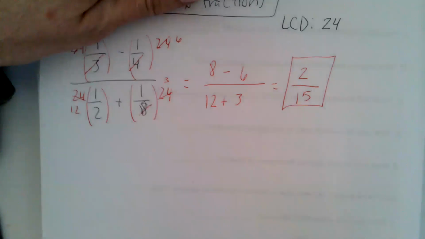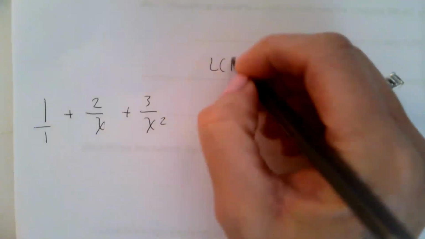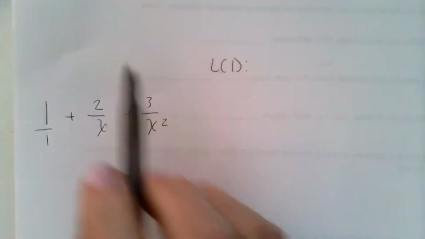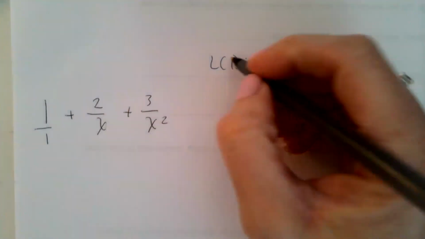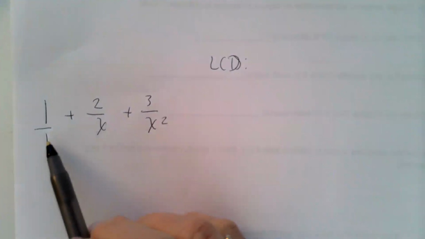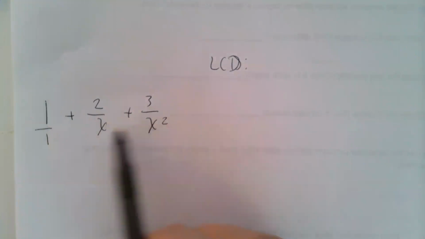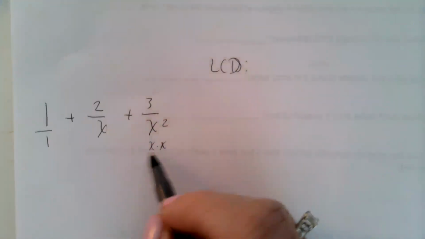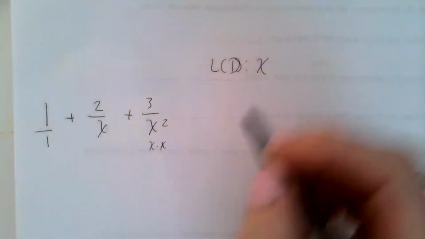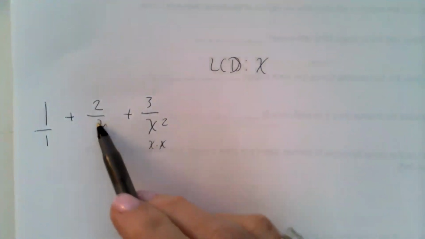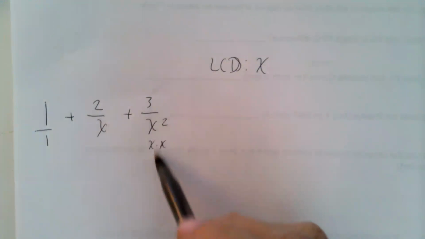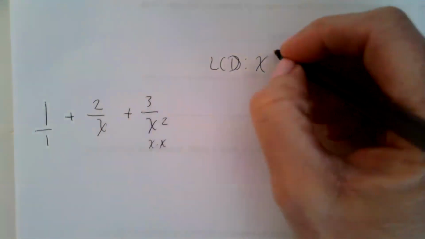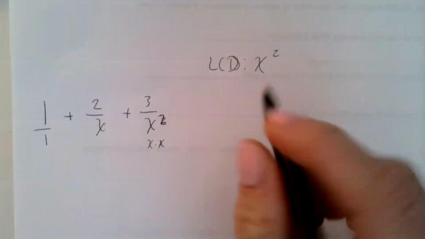Okay, let's do one that's a little bit bigger with letters. So once again, we're going to treat this whole number as a 1 over 1. And we are going to multiply through by expressions so that we can cancel out each of these denominators of 1, x and x squared. Well, x squared has the factors x times x. And so we have to use x, and we have to use it the most number of times it's used individually. So it's used twice here in this third fraction's denominator. So we're going to use it twice. And this is an exponent of 2.